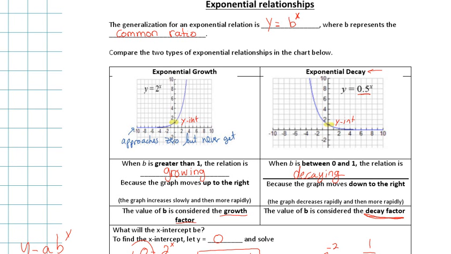Okay? So just to recap, the difference between the two is one is a growth, the other one is a decay, right? And the difference is that the base is greater than 1 for the growth, and the base is between 0 and 1 for the decay. Okay? It's not negative, it's between 0 and 1.